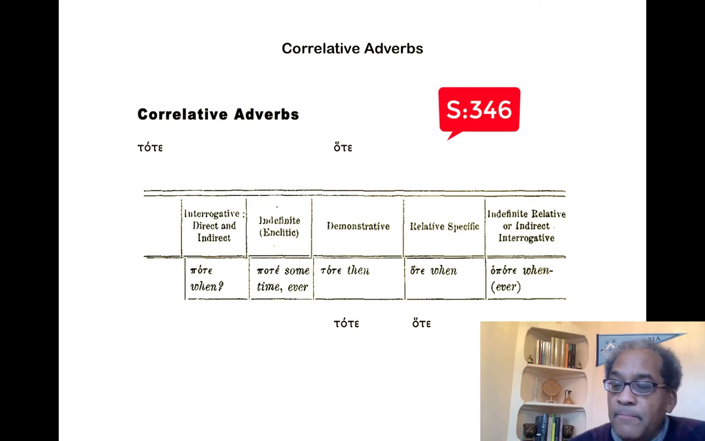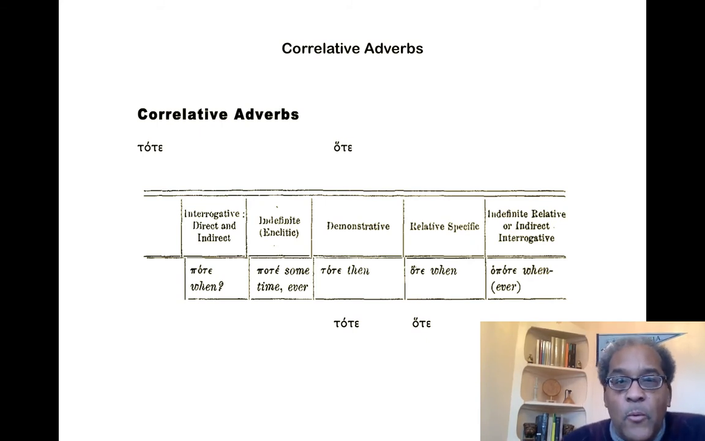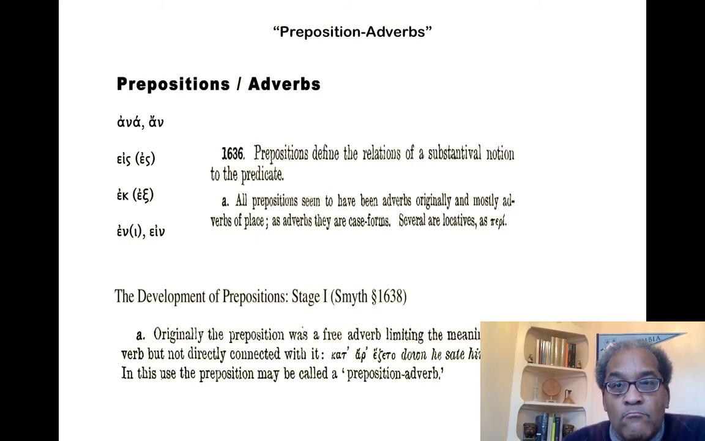So, again, I cannot overemphasize how important these two charts are for your understanding of Greek. Now, here we come upon our prepositions/adverbs that Pharr has presented us with so far. Aná, on, can mean up or through, across. Eis, usually with the accusative, direction towards. Ek, ex, direction out of. And en, position inside of an object.